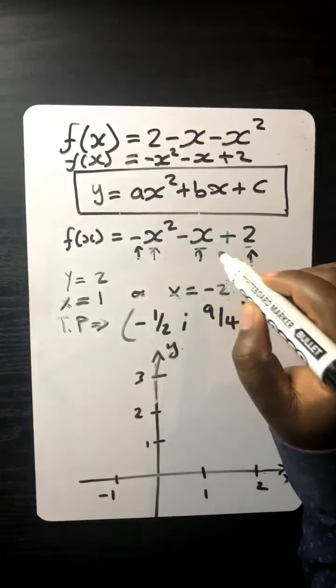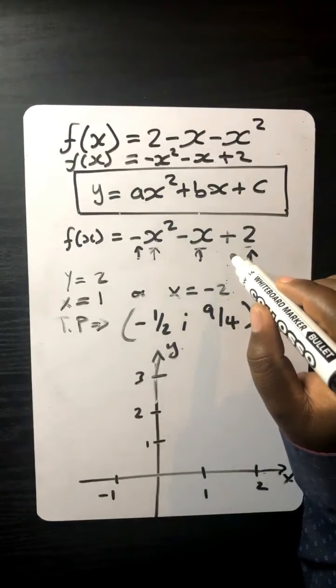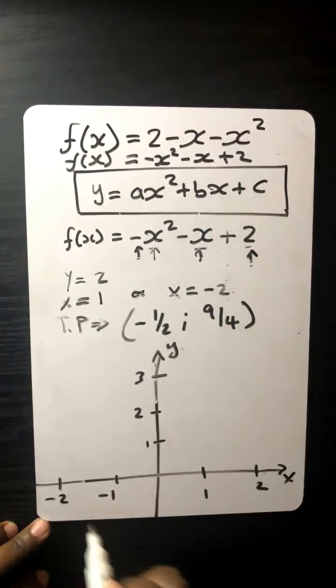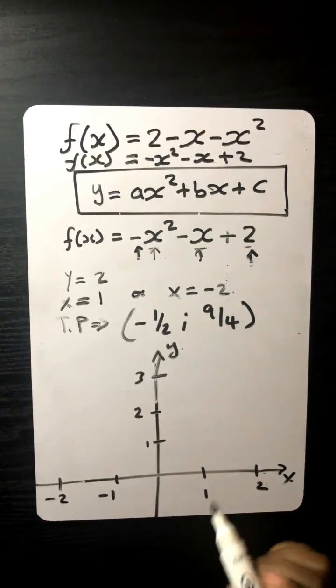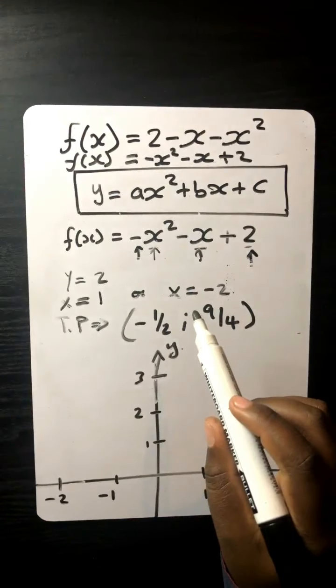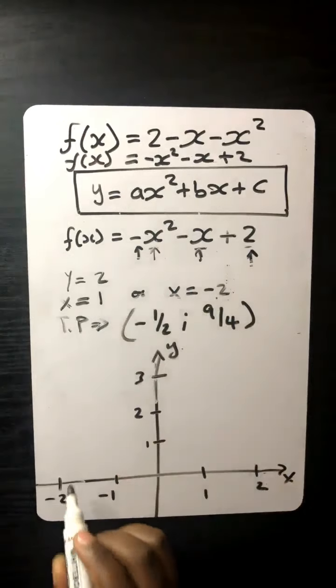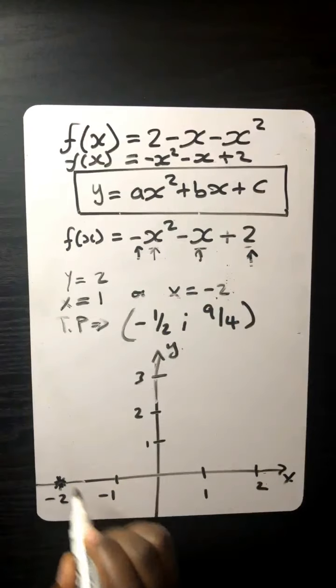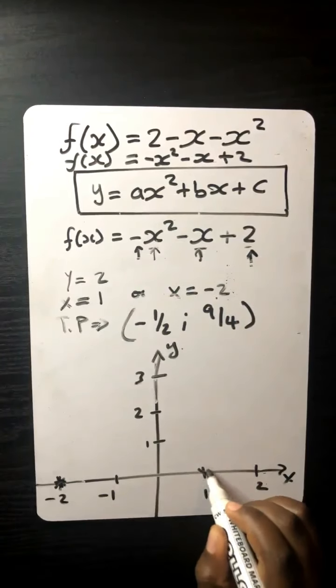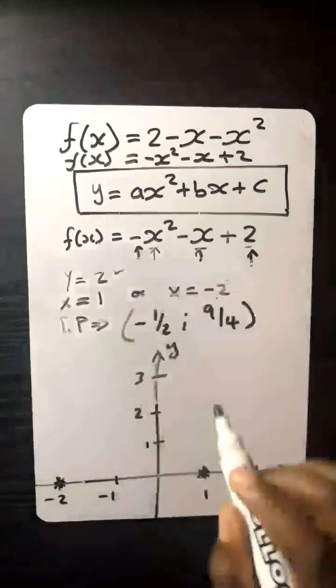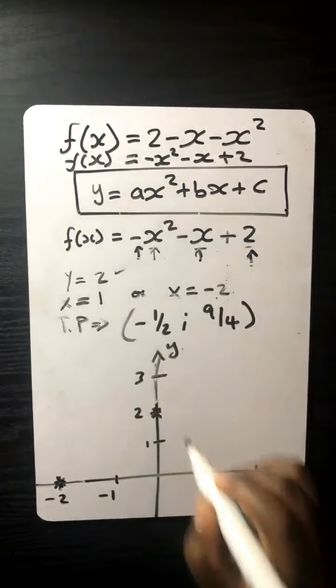So we said our x-intercepts. Okay, let me extend it up to that side. So what is our x-intercept, guys? I think it's negative 2 and 1, isn't it? So that means it's there, which is negative 2, and again there, which is 1. What else, guys? What is our y-intercept? We know our y-intercept is 2 there.